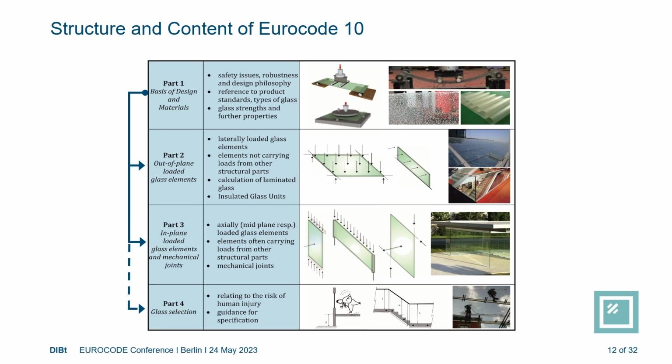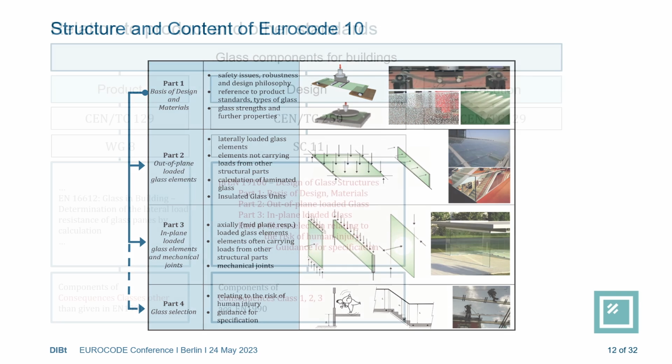Part 4 is then additional things which relate to recommendations for the choice of glass, recommendations how to build with glass, and how not to fall through, and how to make barriers, and guidance for specification relating to the risk of human injuries. Nevertheless, this will remain in its CEN/TS status because it interferes too much with national regulation of the different countries across Europe, and so the decision was that this will remain a CEN/TS.